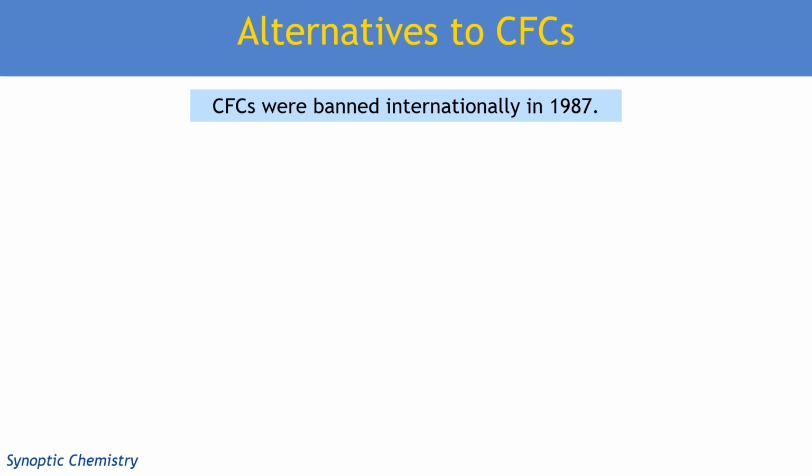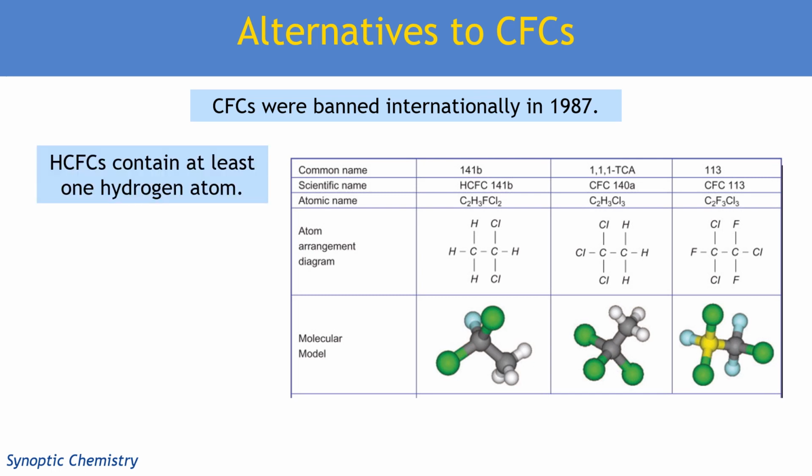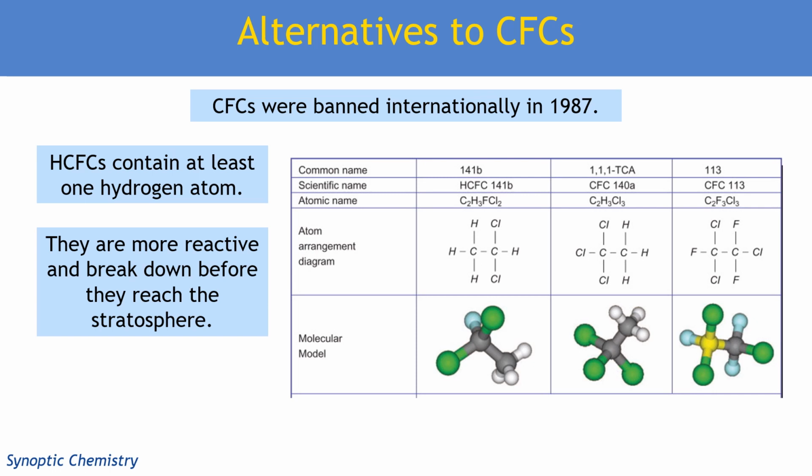And as alternatives, we use compounds that contain at least one hydrogen atom. They're very similar, so they may be called HCFCs or HFCs. We've got a bond there which is weaker, and that allows these molecules to break down in the lower layers of the atmosphere before they can get up to the stratosphere. So they don't do anywhere near as much damage to the ozone.